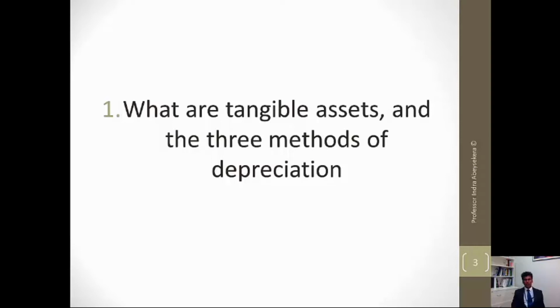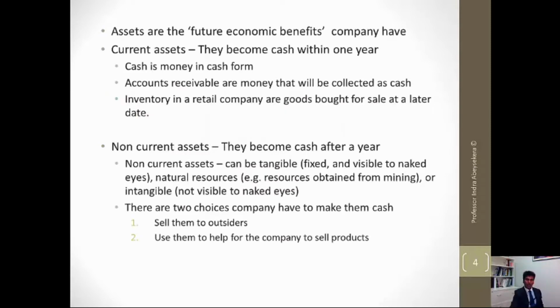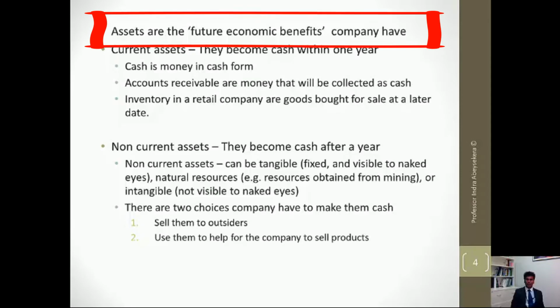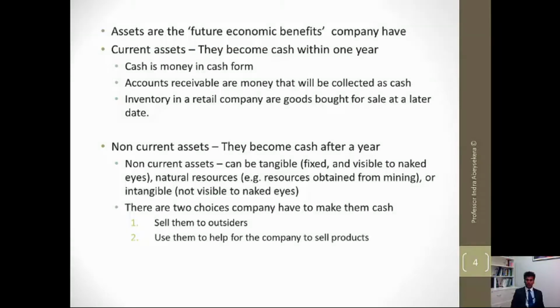The goal is for us to understand what tangible assets are, sometimes called plant assets, and the three methods of depreciation. When we talk about assets, these are items that belong to the company, but technically they are future economic benefits. They bring future economic benefits.